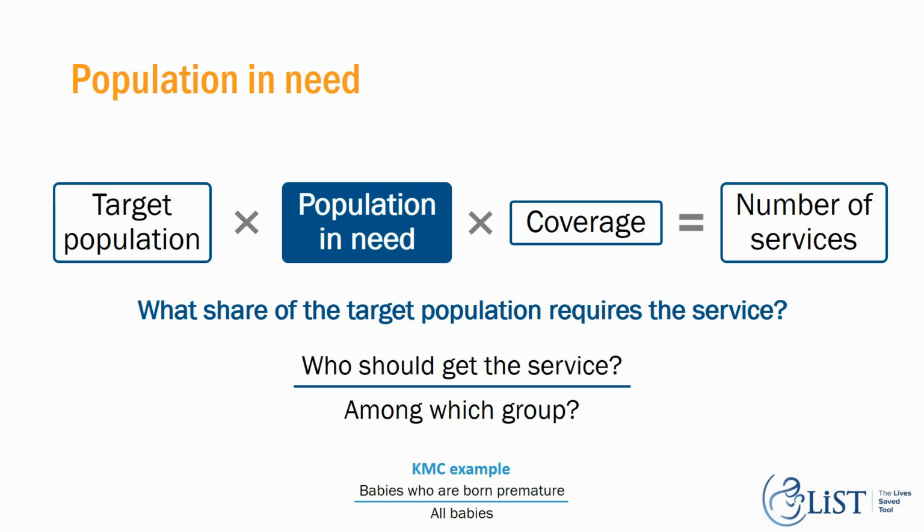The population in need, and this is why I corrected myself in the last slide, the population in need is the share of the target population, so the portion of the target population that actually does require the service, so the population that needs the service. And that basically boils down to the question or ratio between who should be getting their service and among which group. So if we come back to our KMC example from previously, who should be getting the service? That should be all of the babies who are born premature. Among which group? Well, that would be amongst the total number of births, so all babies.